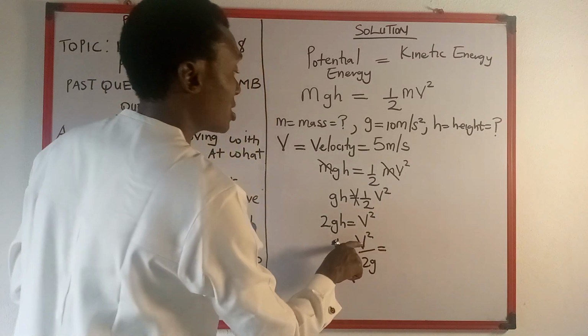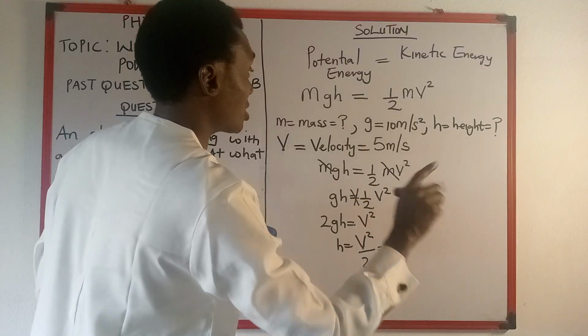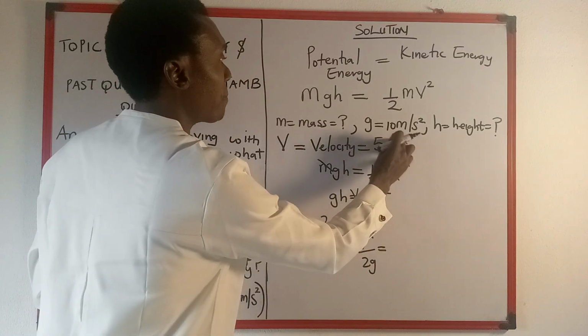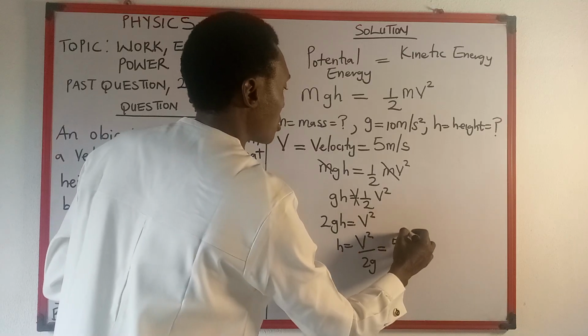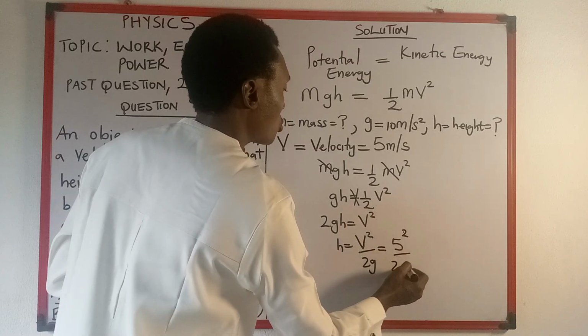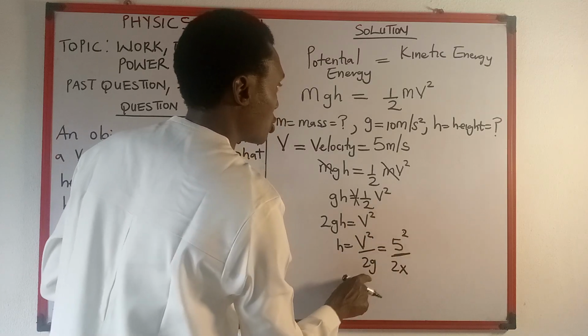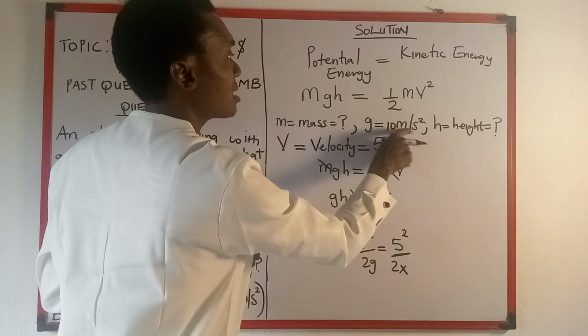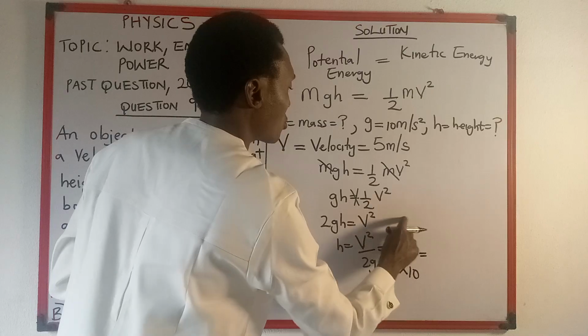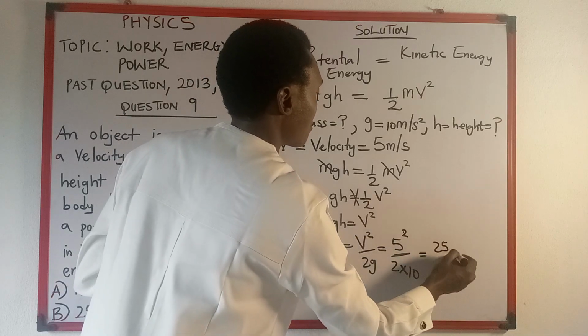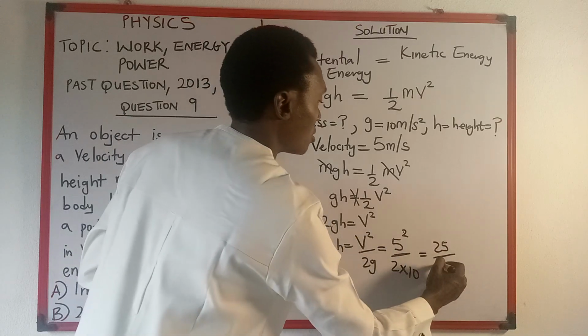So you go back. What is our v, which is the velocity, which was given in the question as 5 meters per second. I'll put my 5. There's a square here, I'll place my square, over 2 times g. My g was given as 10 meters per second square. So 5 square, 25, divided by 2 times 10, 20.